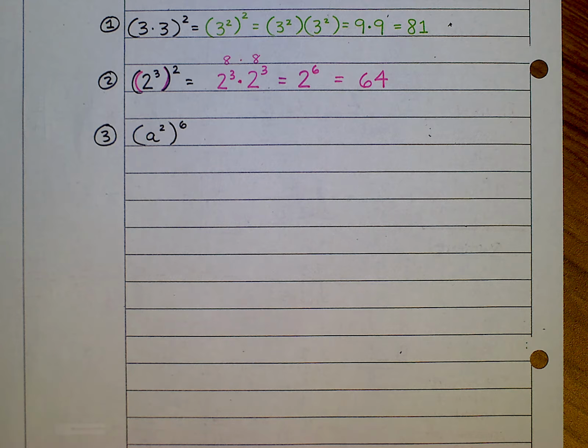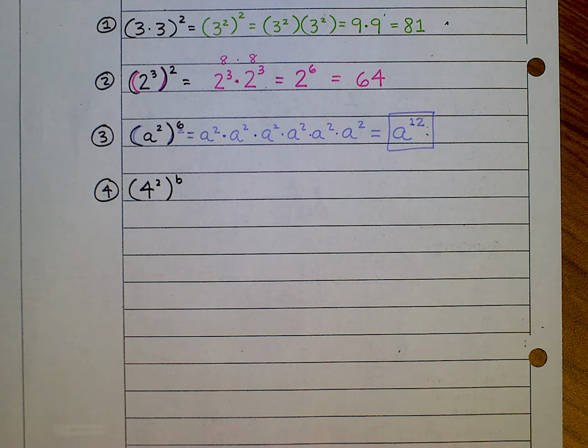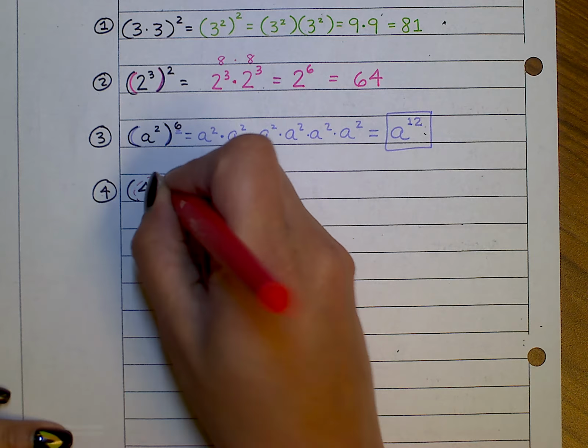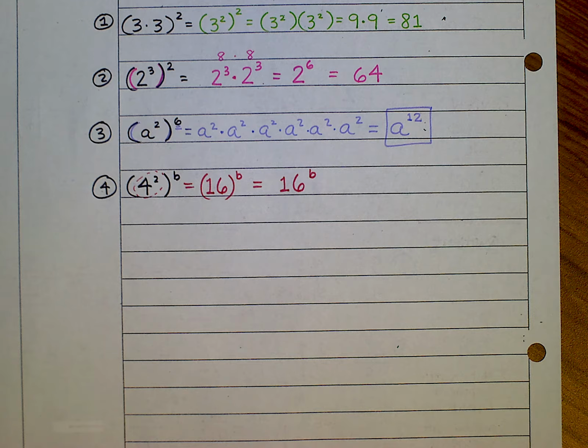Example 4. I have 4 squared raised to the b power. Oh, well, this is kind of strange. Well, we were noticing something here. And that one's actually quite simple because whatever I have on the inside here is going to give me 16. And then I have this b on the outside, so my final answer would be 16 to the power of b.